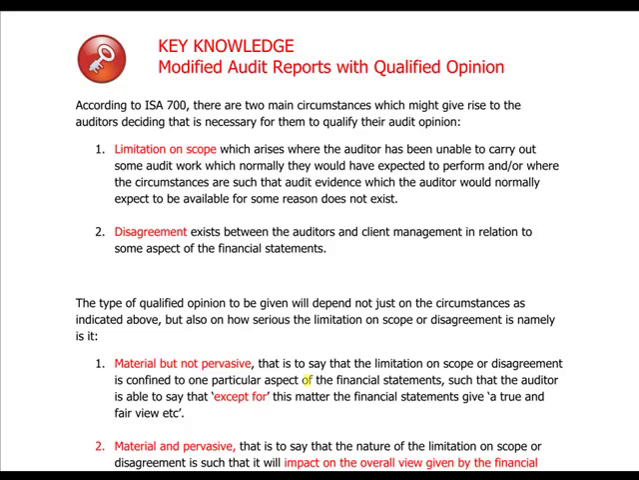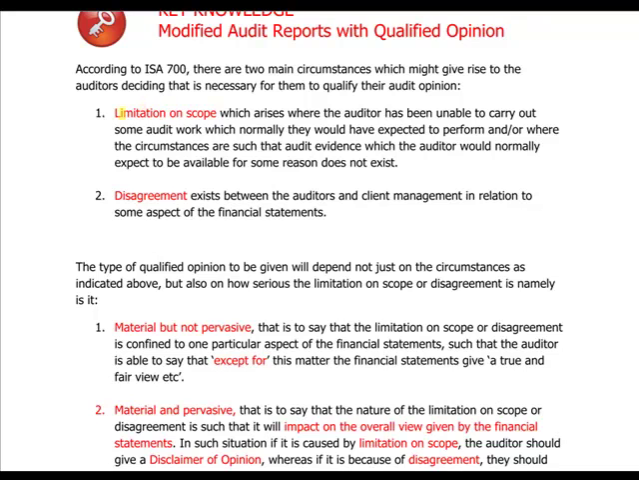When it's a qualification, a qualified opinion, then it's obviously because of a limitation of scope, so the auditor did not have access to a particular area of information that was audited, or because there's a disagreement between the auditor and the client management.